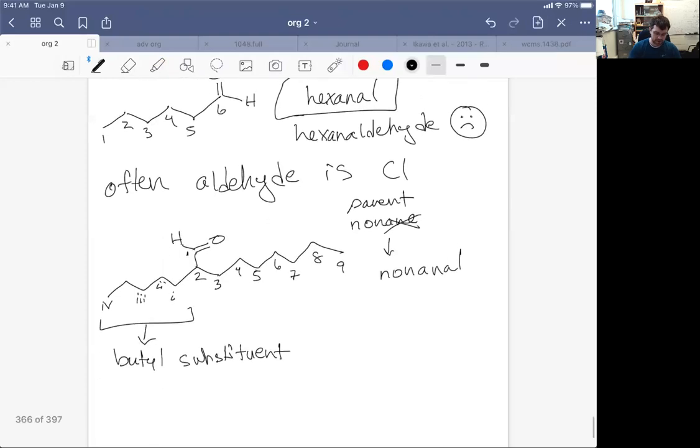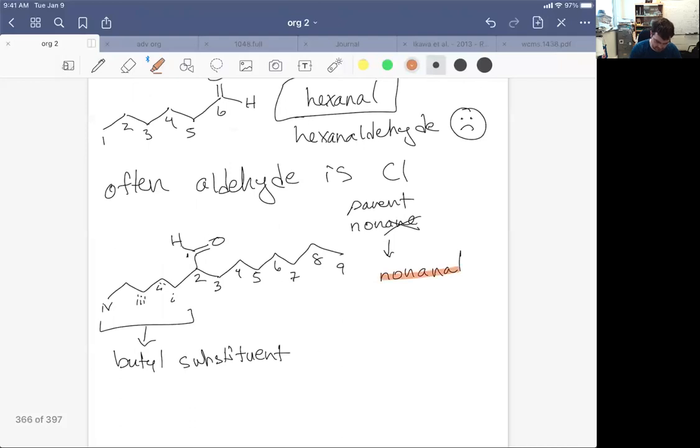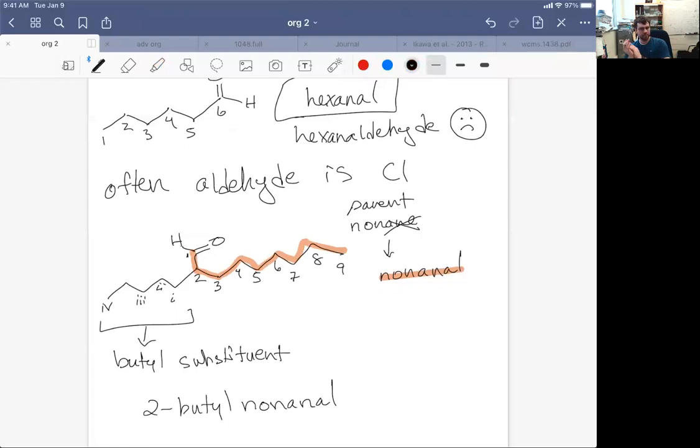So after identifying the longest chain, which was nonanal in this case, we have a butyl substituent at the 2 position, so we would call this 2-butylnonanal. We've identified the substituent and named the rest of the molecule as the parent chain plus AL, and then we have our molecule.